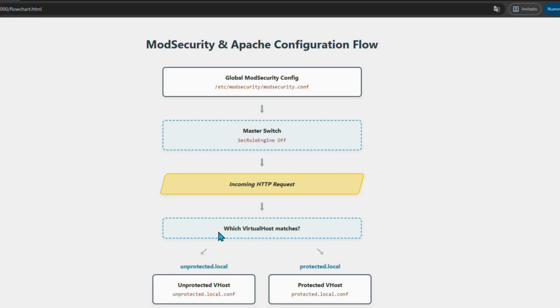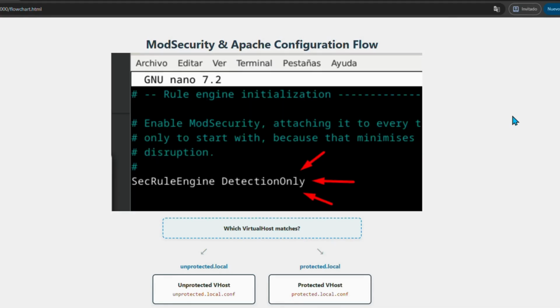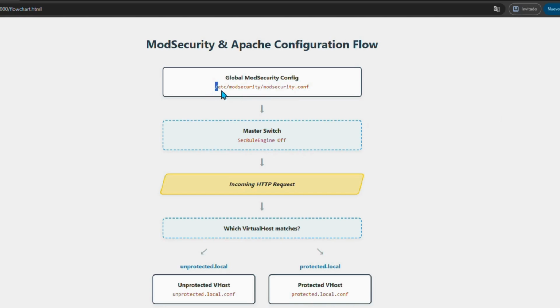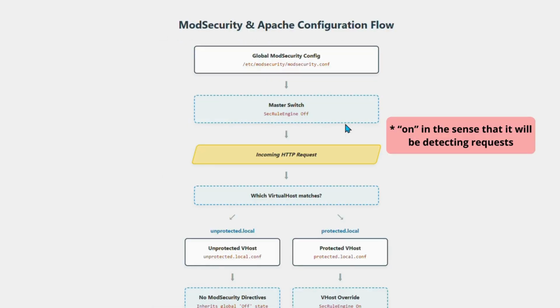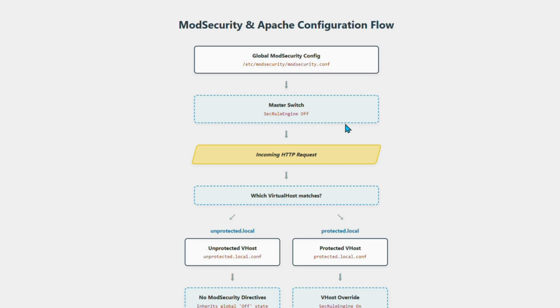Everything starts with the global mod security config file, which is located here. Inside it, we're going to change this rule that by default is set to detection only mode, but we are going to turn it off. Why? Because if we don't do it, it's going to be on and it's going to be applied to every virtual host, and we don't want that.